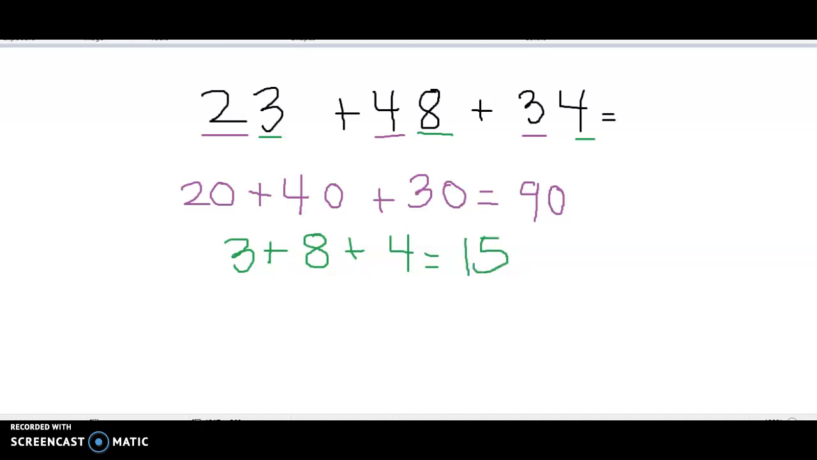Now the final step that you have to do here is you need to add up the digits you have in the tens place, your answer for the tens plus your answer for the ones. 90 plus 10 is 100, and 5 more is 105.